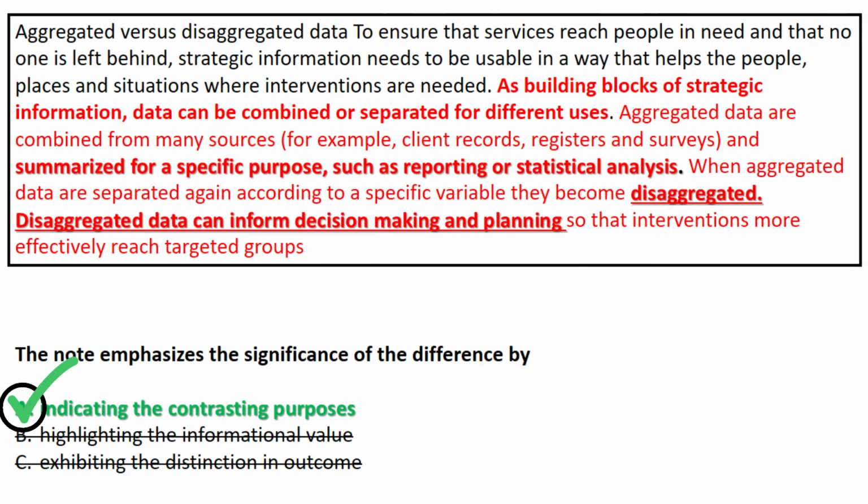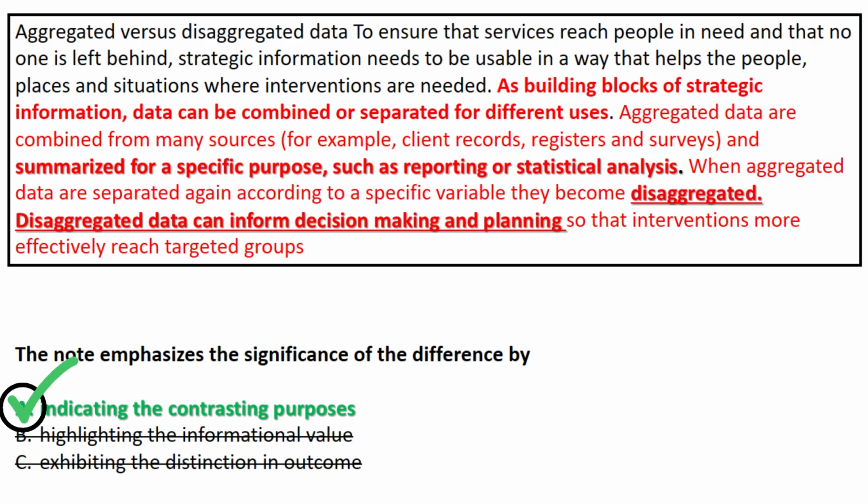According to the paragraph, the note emphasizes the significance of the difference by indicating the contrasting purposes. Here's the explanation in simple English. The paragraph discusses the concepts of aggregated and disaggregated data. It explains that aggregated data are combined from multiple sources and summarized for a specific purpose, such as reporting or statistical analysis. On the other hand, disaggregated data are separated again according to a specific variable, allowing for more detailed analysis and informing decision-making and planning.